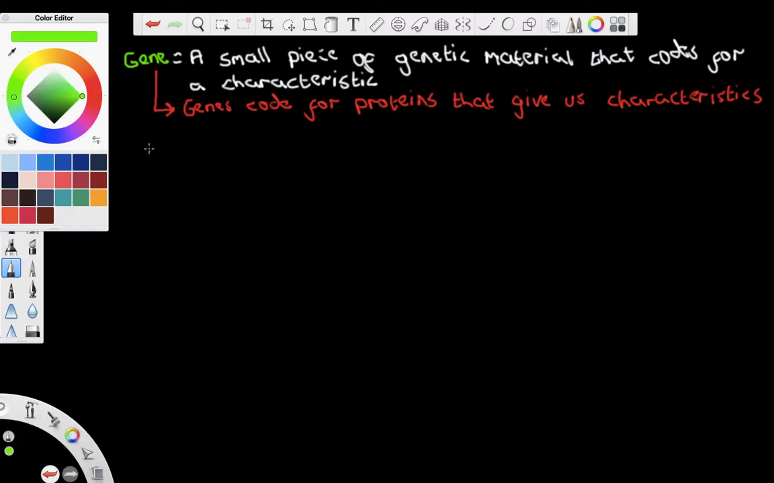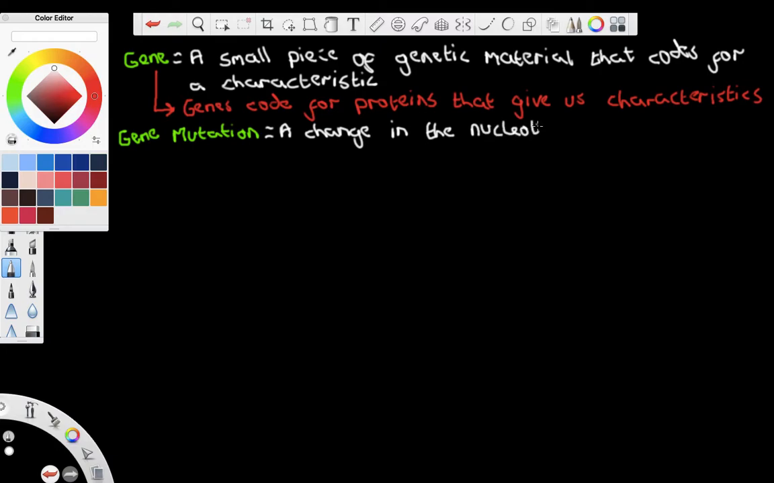Now, leading on from this, we've got another key term, the term gene mutation. Now, a gene mutation can be defined as a change in the base or the nucleotide base sequence of a gene.